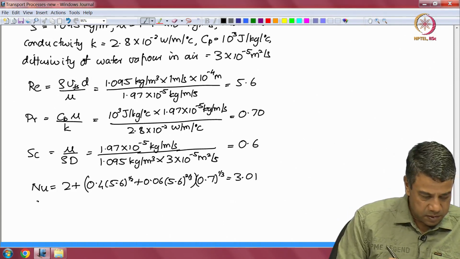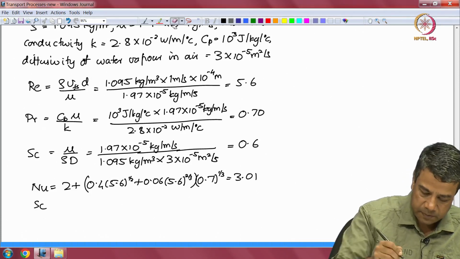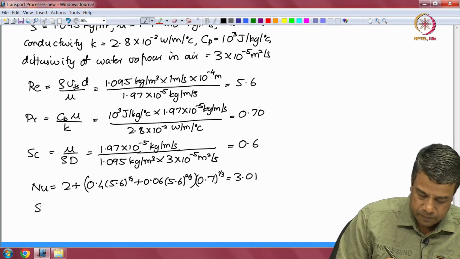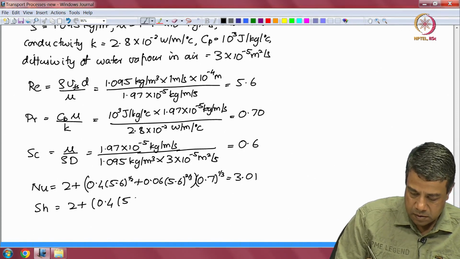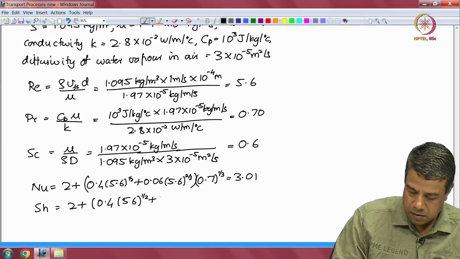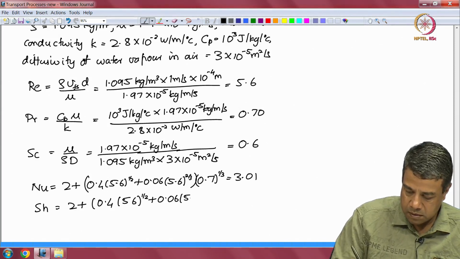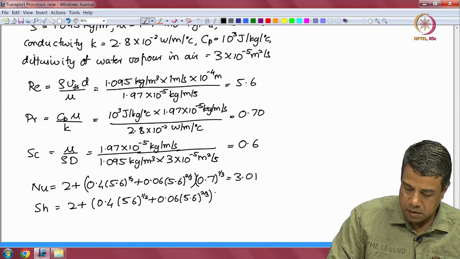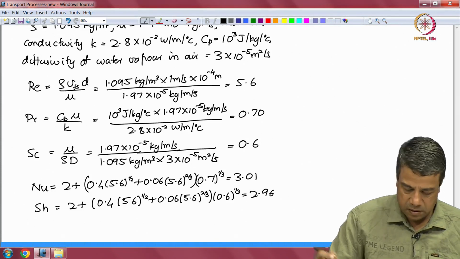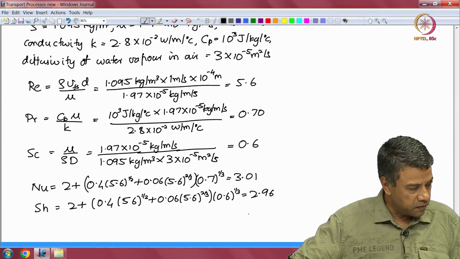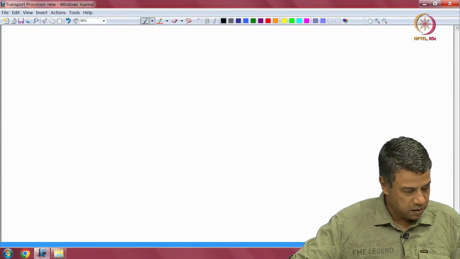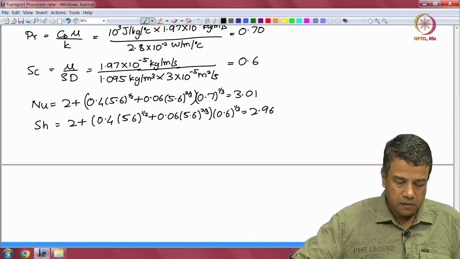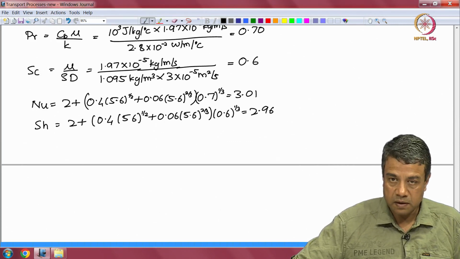And the Sherwood number is 2 plus the same terms into 0.6 to the power 1/3, about 2.96. So, these are both of order 1. Now, from this we have to find out what is the time required for the water to evaporate.